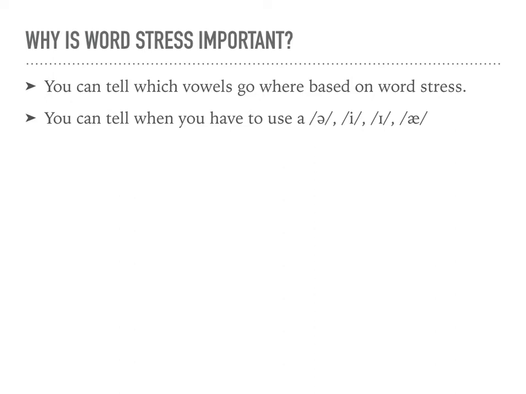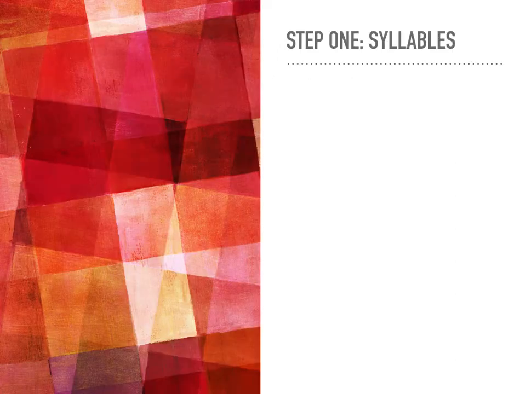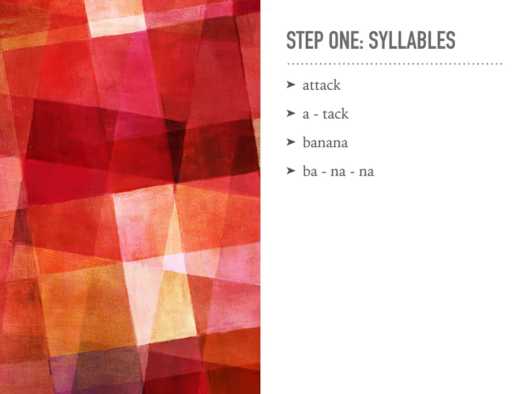So what we're going to go through today is a few steps on how we can take a word and actually look at it and see how the word should be pronounced. Now, the first step is we look at the word and we break it up into syllables. So the word attack is broken up into two syllables, a and tack. The word banana has three syllables, ba, na, and na.